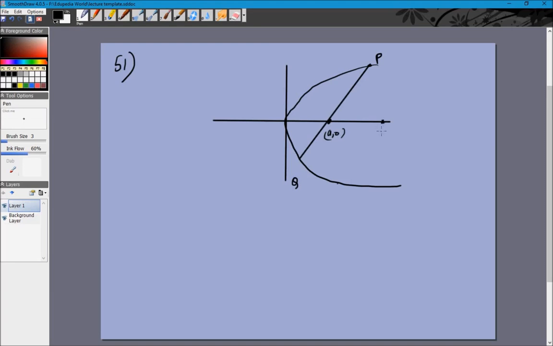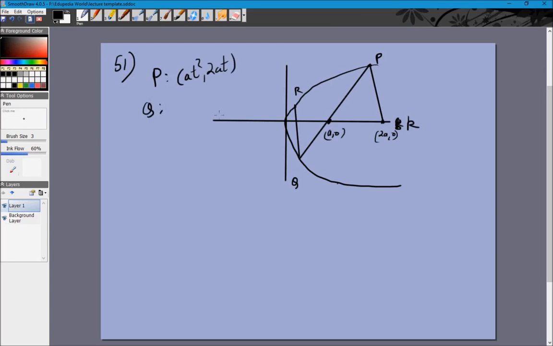K is the point 2a, 0. So this is K, and R is another point. And we are given that this is K. We are given that PK is parallel to QR.